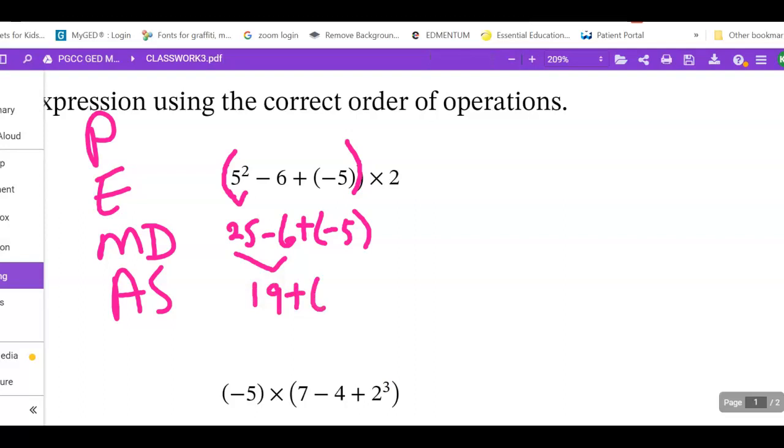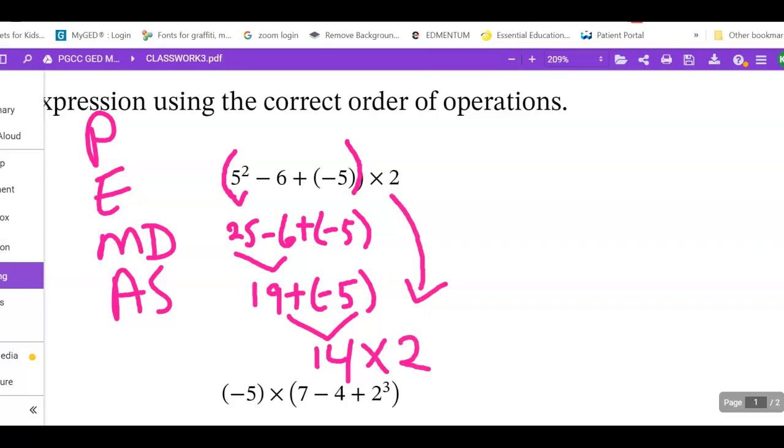I bring down my rest. I have this. Now I have 19 plus -5. Remember, all this you should be able to do by hand. Remember what we do when we have a positive plus a negative. We subtract, keep the sign of the larger digit. If I do that, that's going to give me a positive 14, right? Don't forget, now you're outside the parentheses and you have to bring down the rest of that problem. So it's 14 times 2. That's the last step of the problem. So I multiply those two together. I'm going to get my final answer, 28.